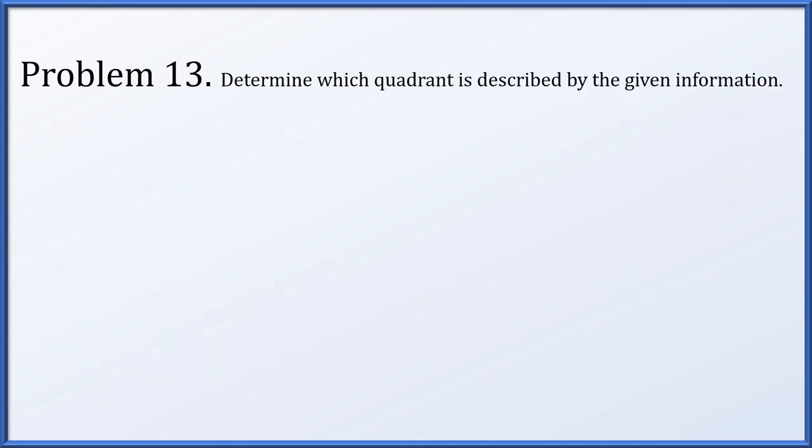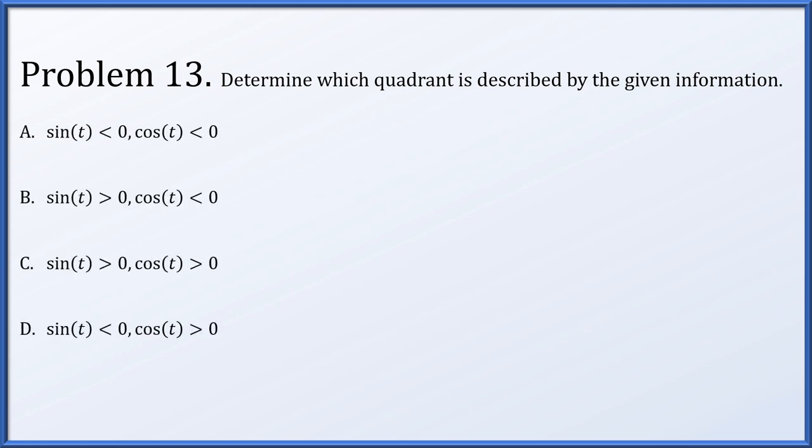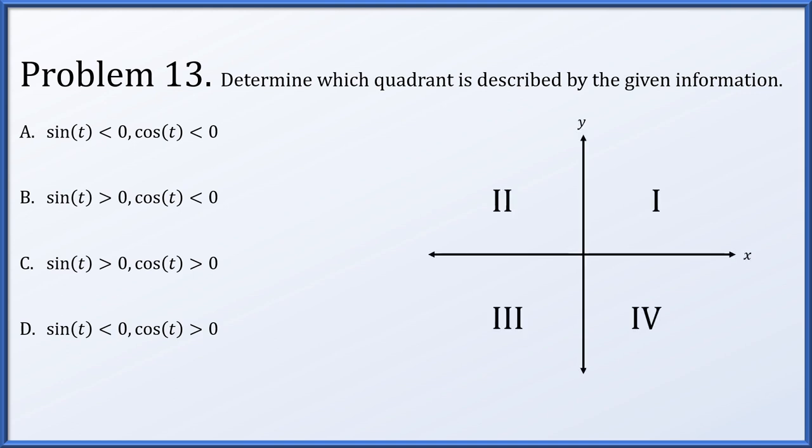In problem 13, we want to determine which quadrant is described by given information: various combinations of whether sine and cosine are positive and negative. So here are our quadrants. Just remember, starting in the upper right, that's quadrant 1, and then you proceed counterclockwise, quadrants 2, 3, and 4, respectively. Now the sine of an angle is a y-coordinate and the cosine is an x-coordinate. So sine being negative and cosine being negative mean both x and y are negative. That is quadrant 3, simply looking at the coordinate axes.